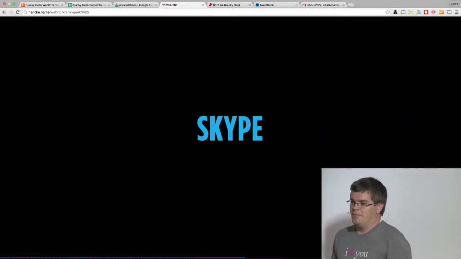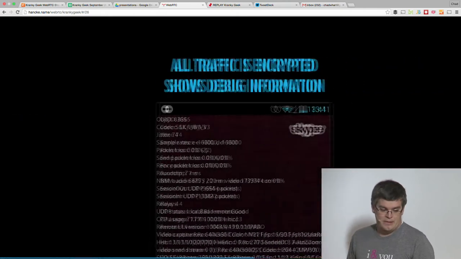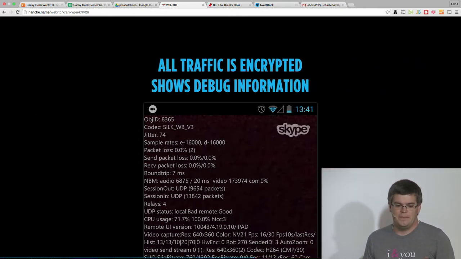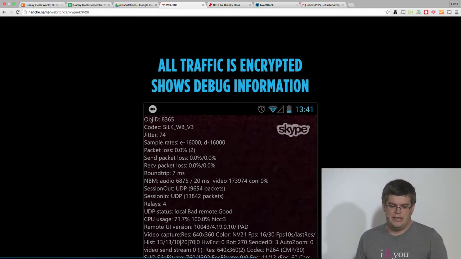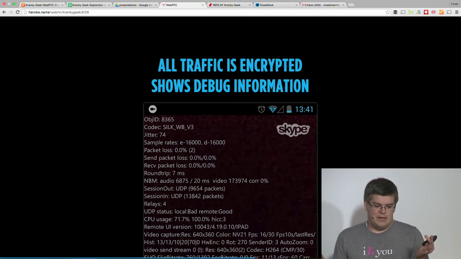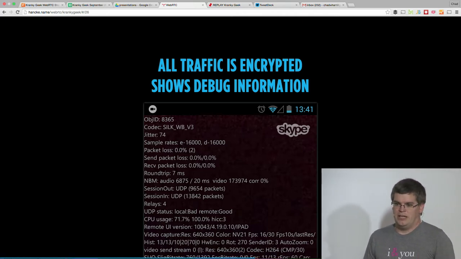I also looked at Skype, encrypted as well. However, at least they show some debug information. So we can see it's using SILK wideband as an audio codec. It uses H.264 as video.